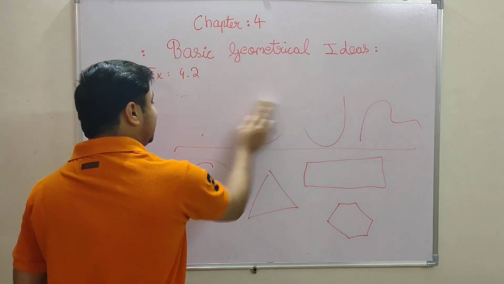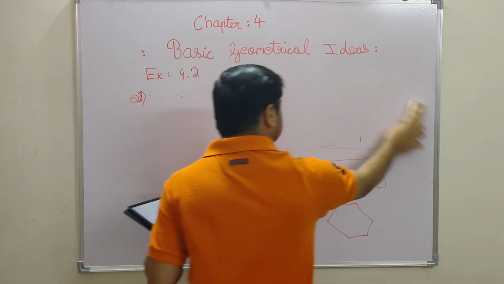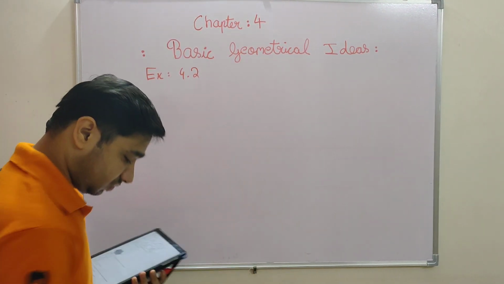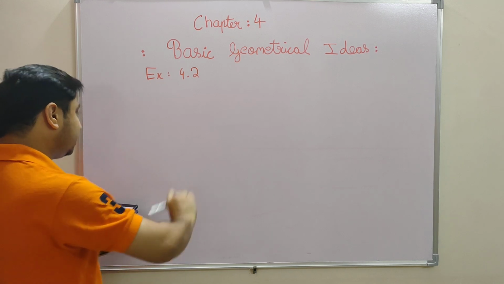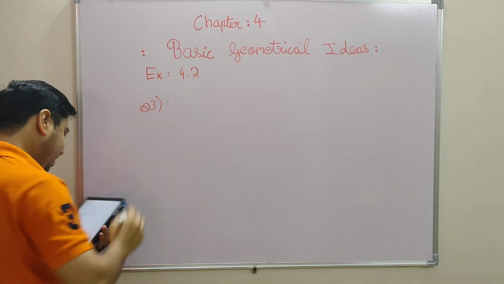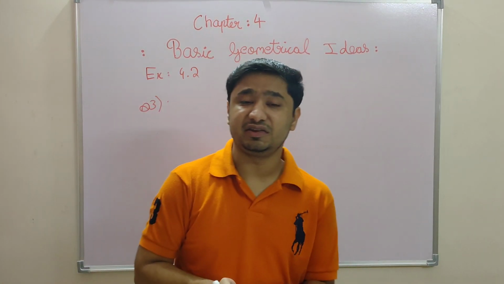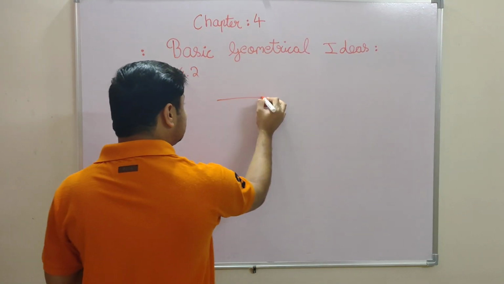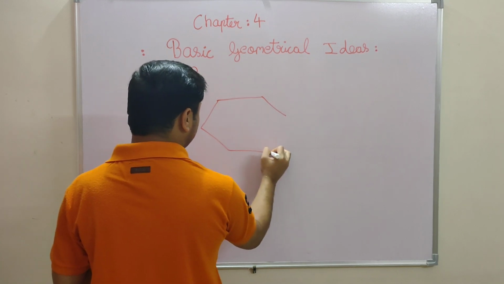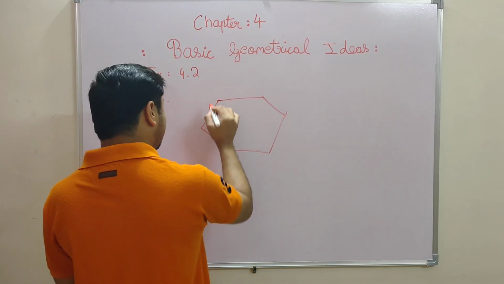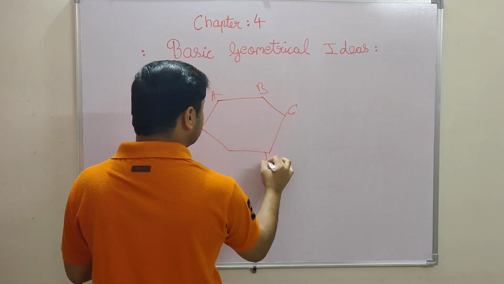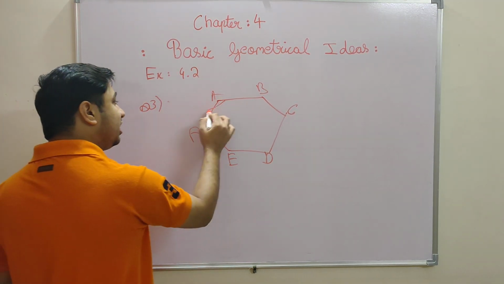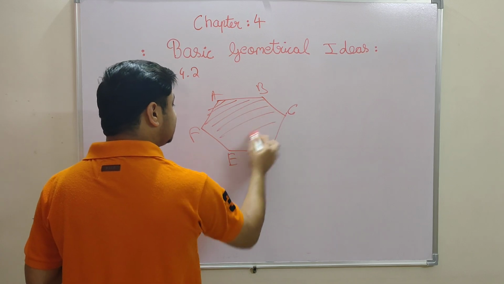Question number 3 says draw any polygon and shade its interior. I have made the polygon and named it A, B, C, D, E, F, and now I am shading from the inside.